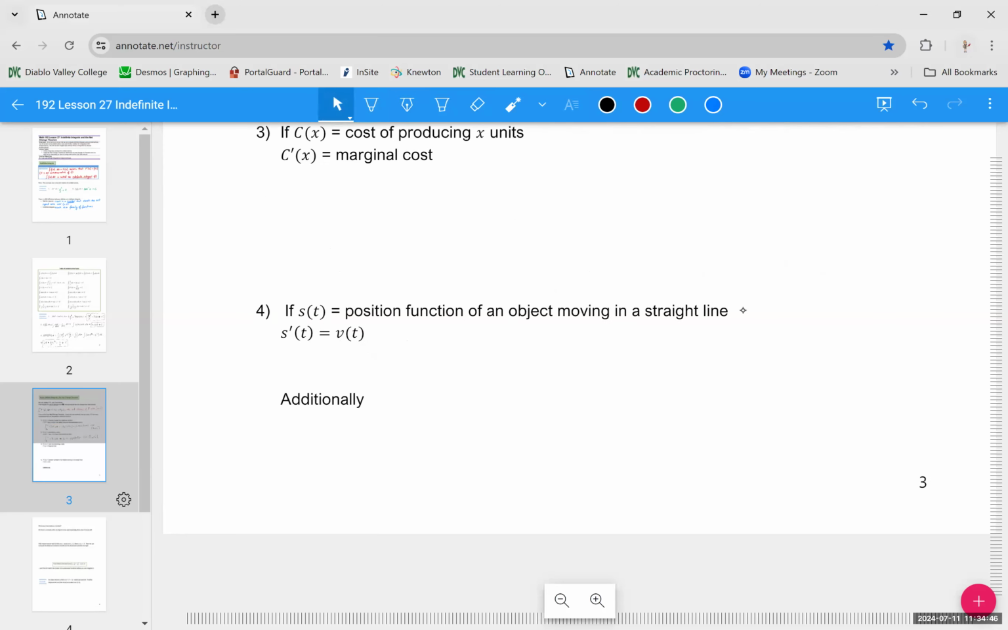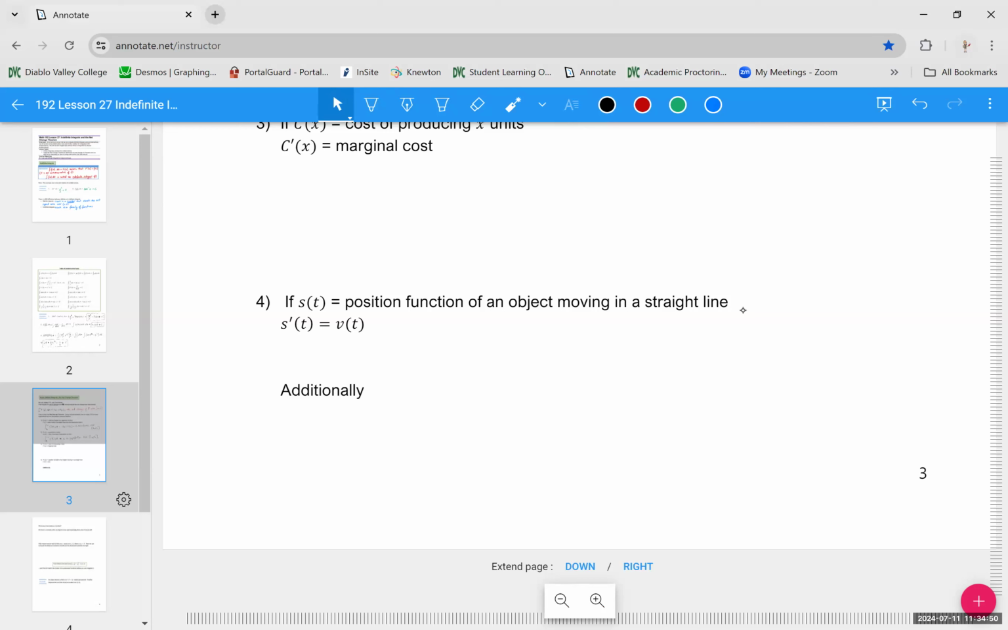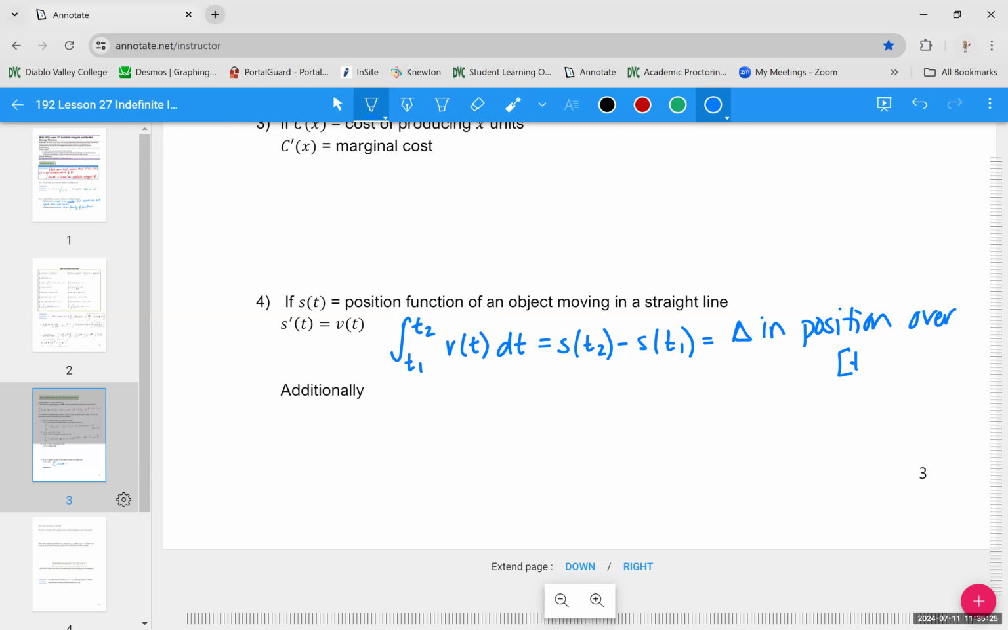All right, I'm going to skip 3 for a second because I want to focus a little bit more on the motion interpretation of this that we have been doing, these kind of motion problems for a while. If you have a position function, okay, then what is the rate of change of the position function? It's the velocity function, right? So if you were to integrate the velocity function over a specific period of time, you're going to get the change in position over that interval. Okay. And of course, if you were to integrate the acceleration, you're going to get the change in velocity over that same time interval.